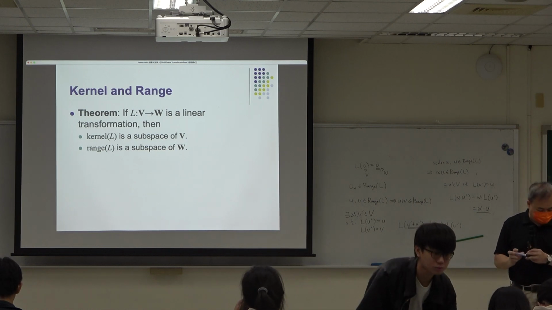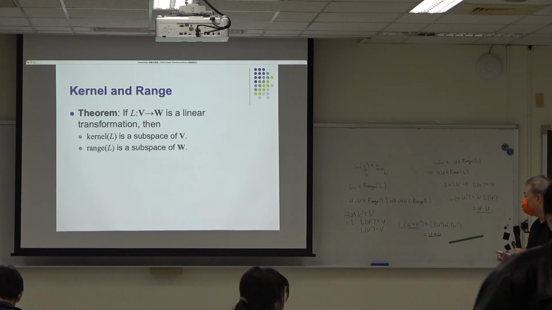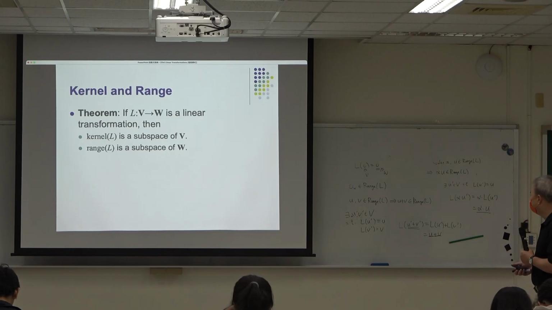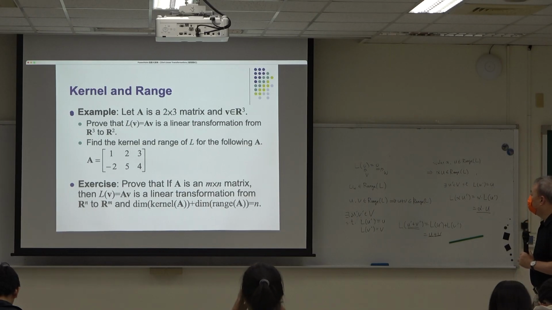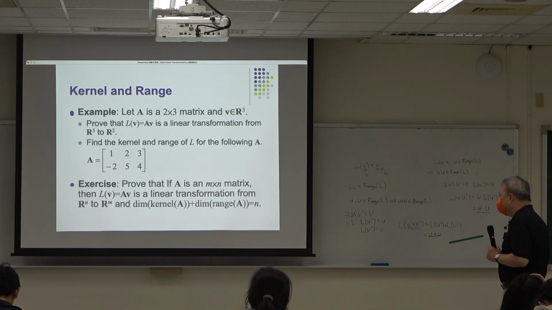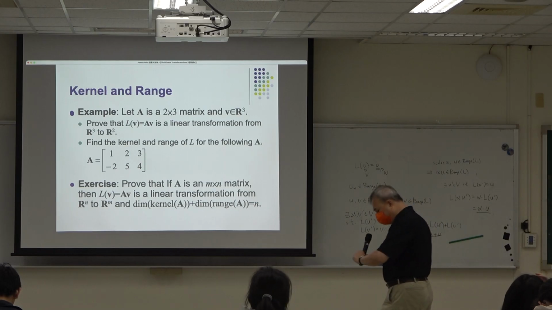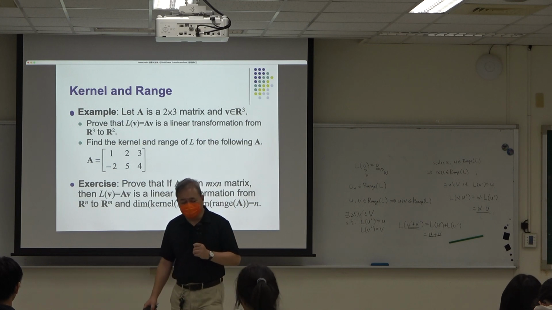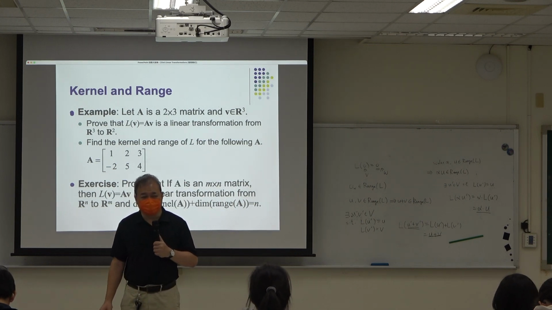So we have shown that the range of L and the kernel of L are both subspaces. One is a subspace of V, and the other is a subspace of W. Then we can see some examples. Let's take a short break. When we come back, we will continue our discussion.